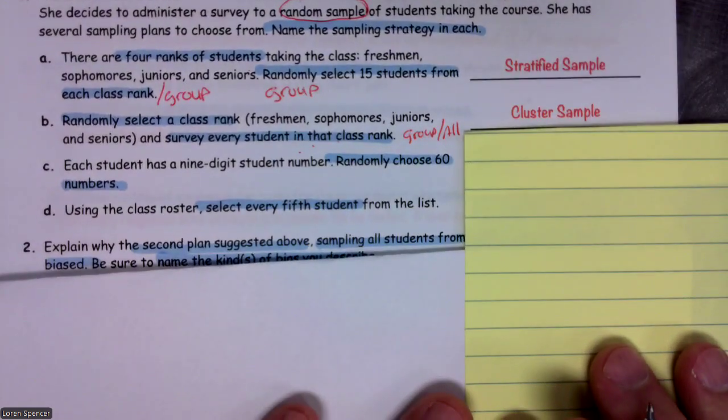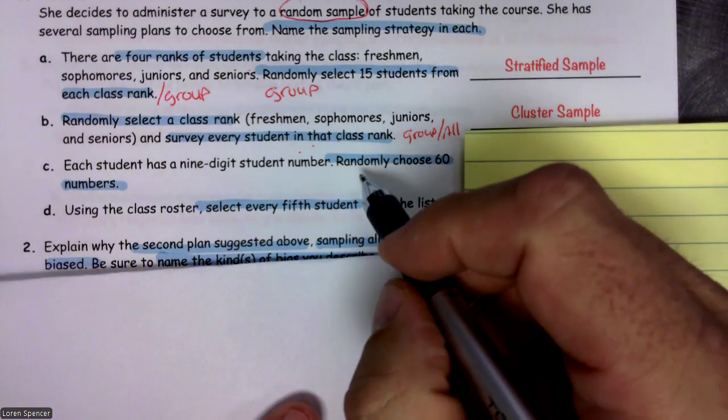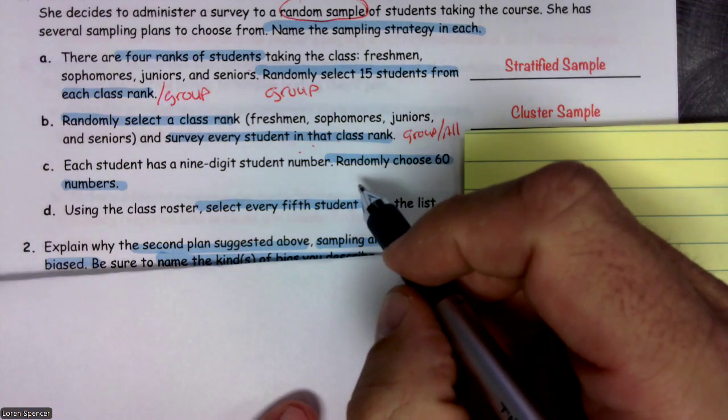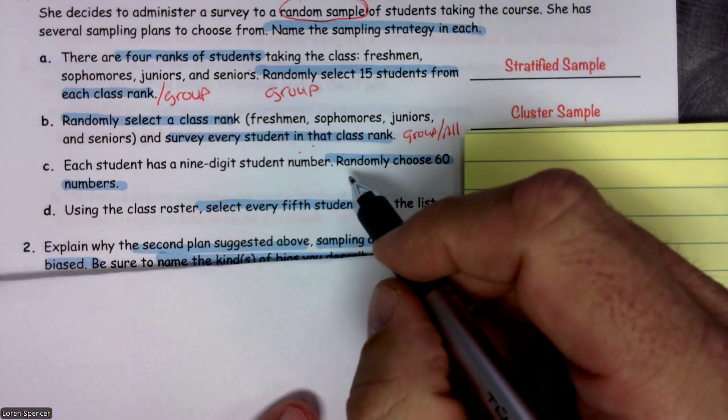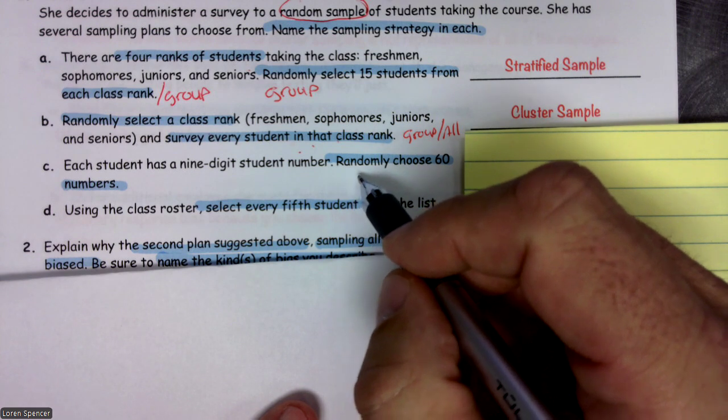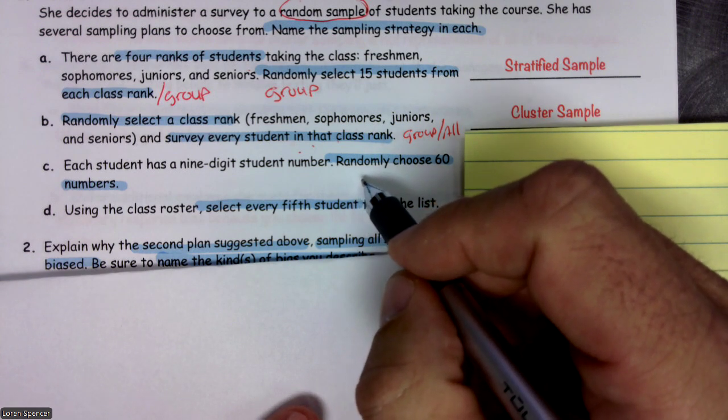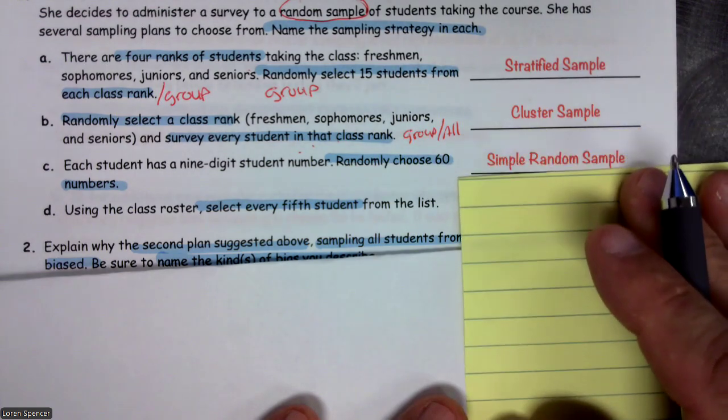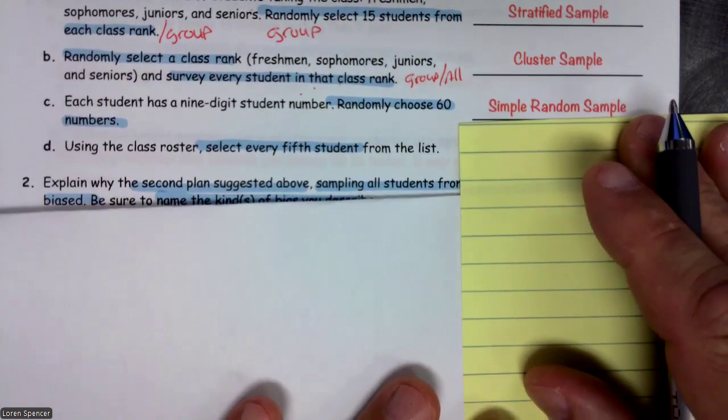Each student has a 9-digit number. Randomly choose 60 numbers. So it sounds like we're either using a random number generator or putting all the names in a hat and drawing. This is a simple random sample because everyone has an equal chance of being selected.